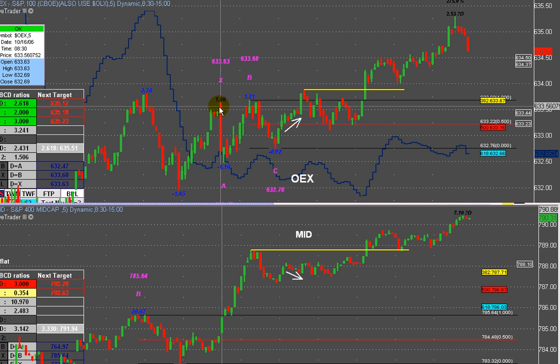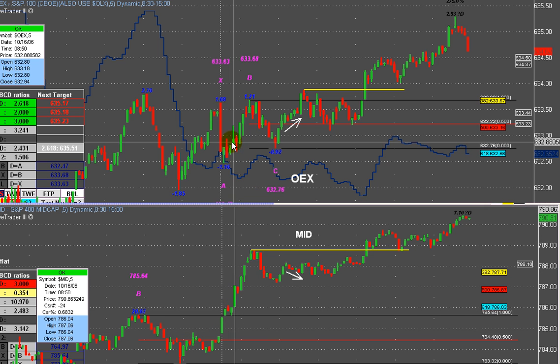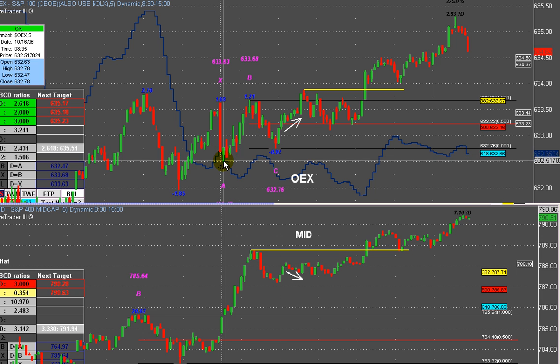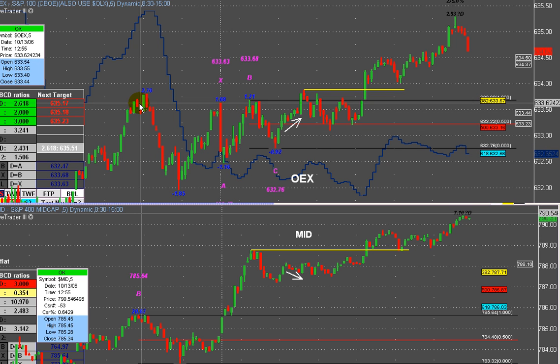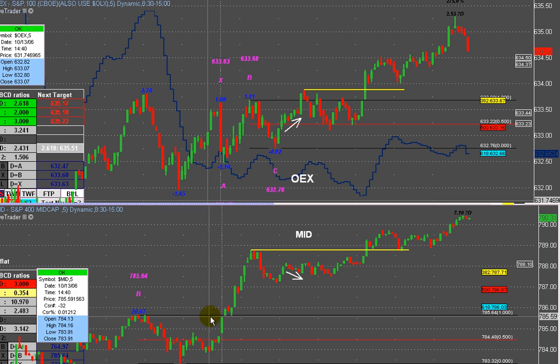And you can see that the OEX opened weak and opened down while the mids opened up. And for the first half an hour of trading, you can see the mids were rallying from a strong open. The OEX had a lower opening, found support here, and was coming up near to Friday's high here, and then the opening high here, and you can see the mids were well above that.